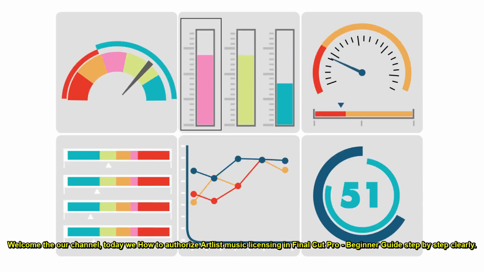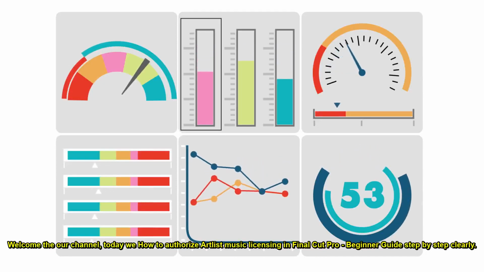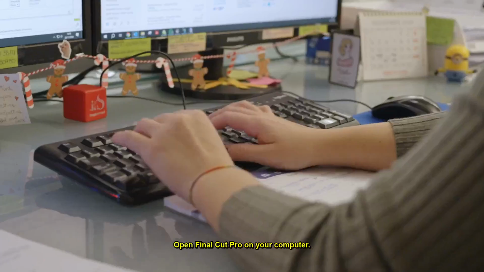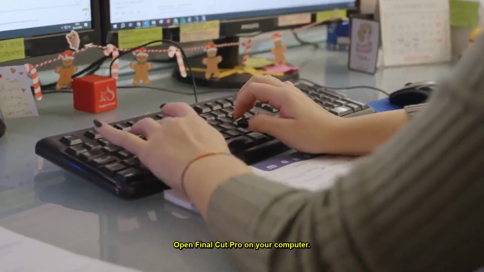Welcome to our channel. Today we show how to authorize Artlist music licensing in Final Cut Pro, a beginner guide step by step clearly. Open Final Cut Pro on your computer.